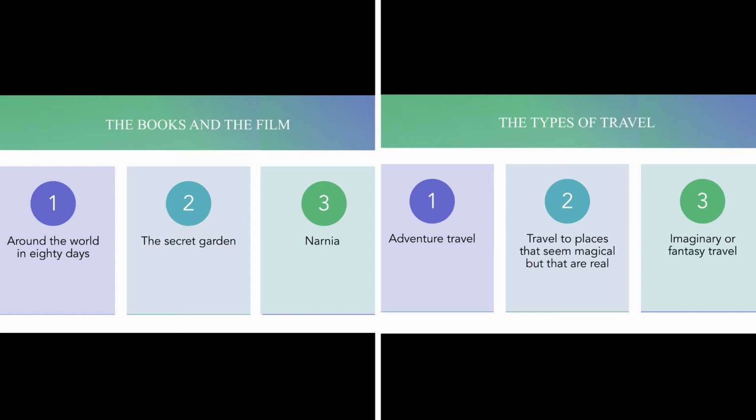The second type is the travel to places that seem magical but that are real. We can find it in The Secret Garden. The third type of travel is the imaginary or fantasy travel. We can find it in Narnia. In this type, the travel is in a fantasy world.